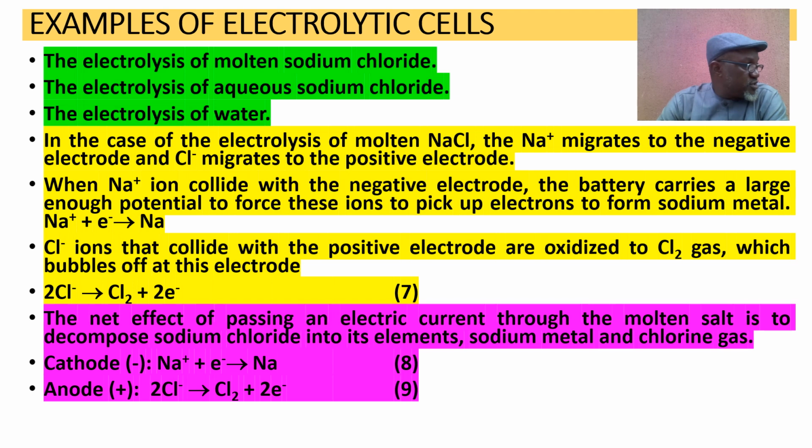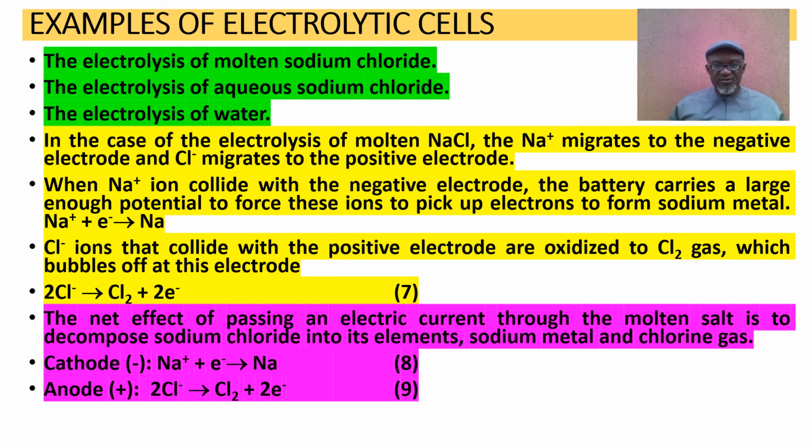Na+, which is positive, migrates to the negative electrode, and Cl-, which is negative, migrates to the positive electrode. When sodium ions collide with the negative electrode, the battery carries a large enough potential to force these ions to pick up electrons to form sodium metal. You see the equation Na+ plus e- gives us sodium metal.